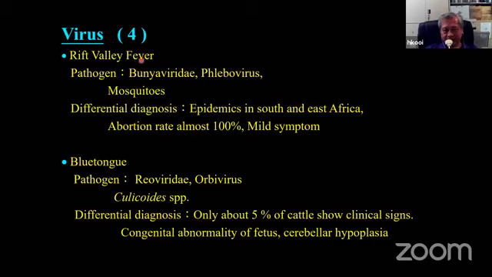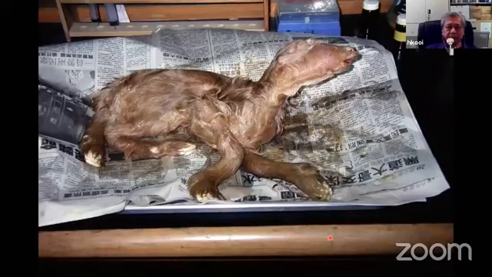Okay, and of course you have the Rift Valley virus. This is usually in South and East Africa. Okay, transmitted by mosquitoes, and bluetongue by Culicoides. And of course, you can read all this in your textbook, so we just move on. All right, so this is the aborted fetus, and you see the arch joint, and then the head.